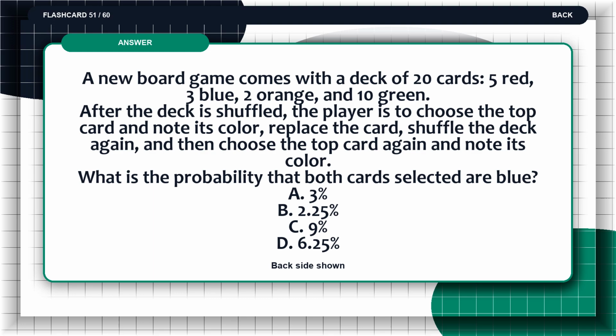The answer is, a new board game comes with a deck of 20 cards: 5 red, 3 blue, 2 orange, and 10 green. After the deck is shuffled, the players choose the top card and note its color. Replace the card, shuffle the deck again, and then choose the top card again and note its color. What is the probability that both cards selected are blue? A: 3%, B: 2.25%, C: 9%, D: 6.25%.